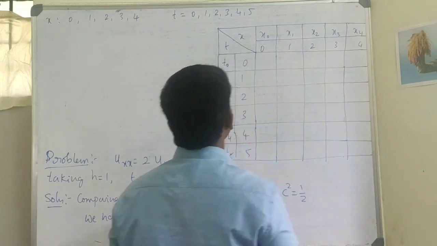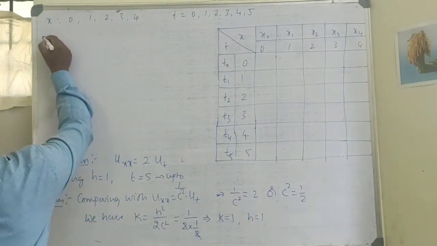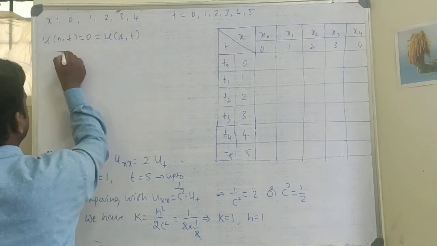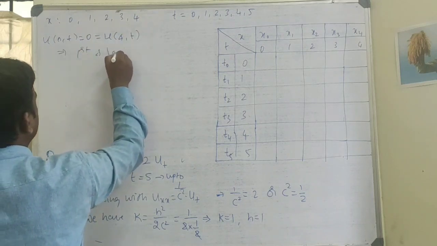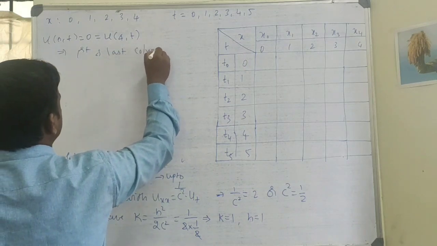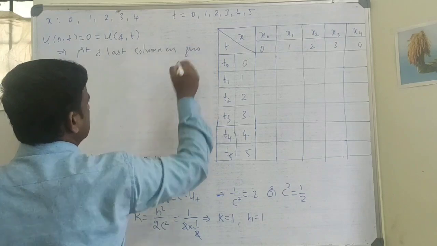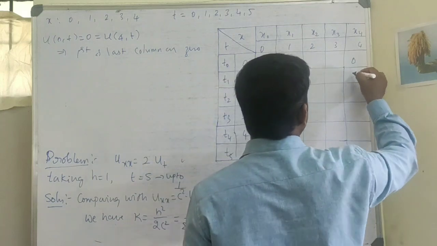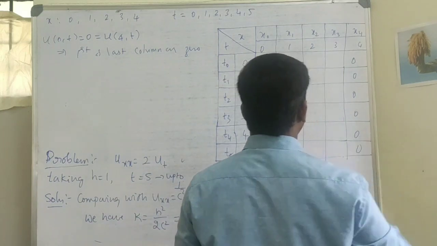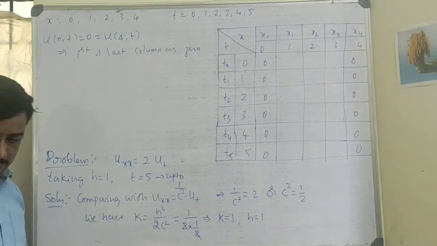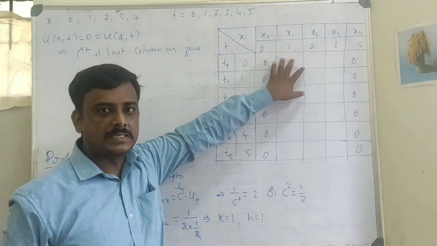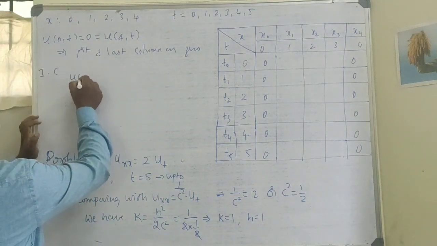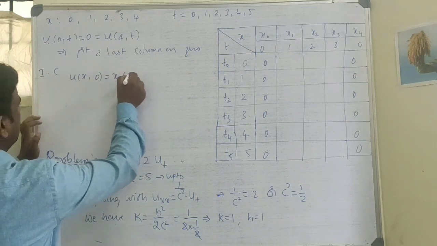Now, it is given that u of 0 comma t equal to 0 and also u of 4 comma t equal to 0. That implies the first and last columns are 0. So I'll get all zeros in those columns. Now we need to find this row. For this, I have to use the initial condition. It is given that u of x comma 0 equal to x into 4 minus x.